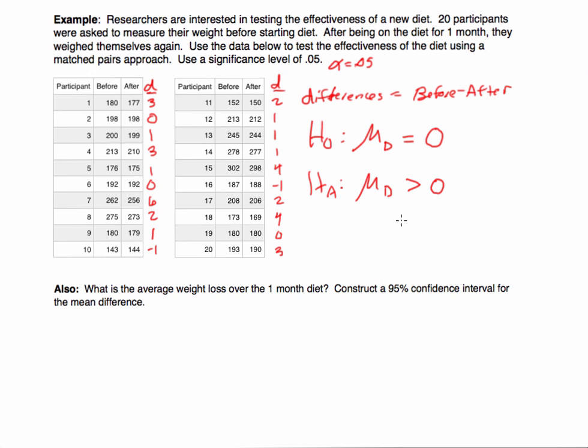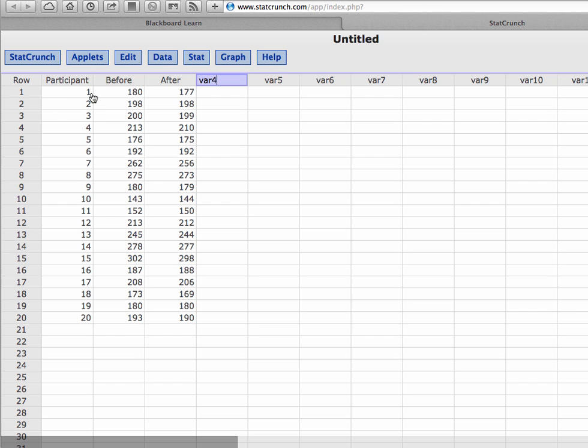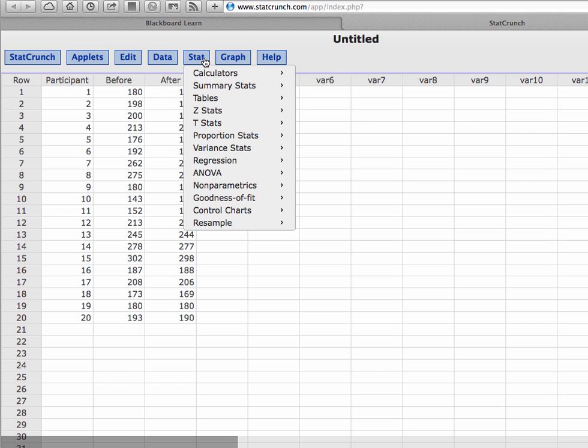You're going to notice that I've already gone ahead and put the data into statcrunch. I have the participant number, the before, and the after. If you need to, pause this video and get this data into statcrunch to follow along, please do. To calculate the p-value, we're going to go into stat, t-stats, and paired.